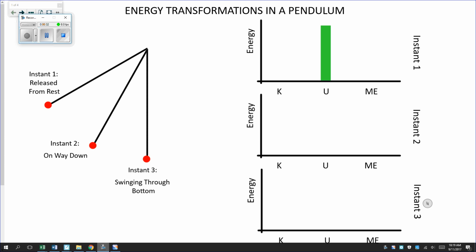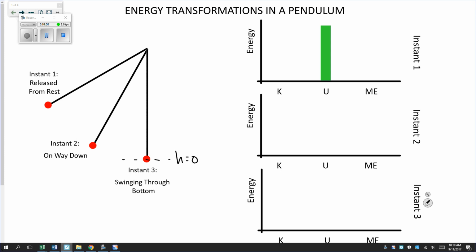We've got a first instant where this object is released from rest, instant 1. We've got instant 2 when it's swinging on the way down, and instant 3 as this pendulum swings through the bottom of its arc. Now let's define this height as height 0. That's a convenient thing to do. It doesn't have to be there, but that's a convenient place to call height 0.